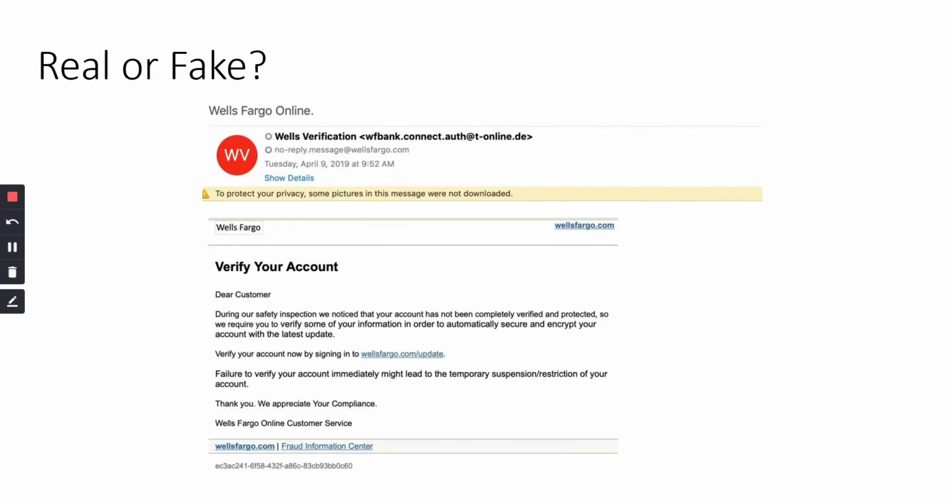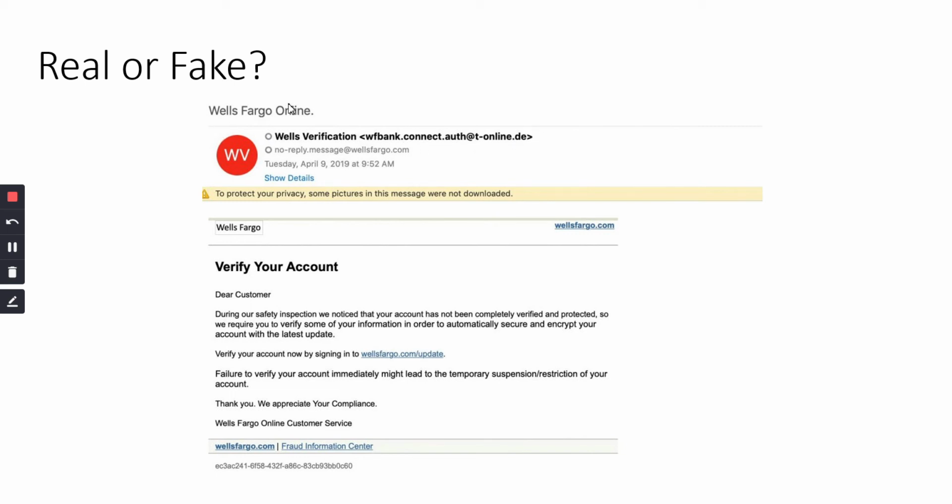So from that, we'll go through a little demonstration practice of seeing if an email is real or fake. So here we have an example of an email. And what do you guys think? Is it real or fake? You want to look at the sender. So do you recognize this address?